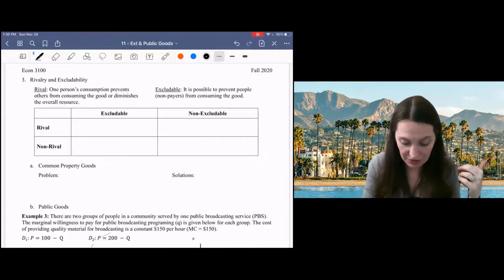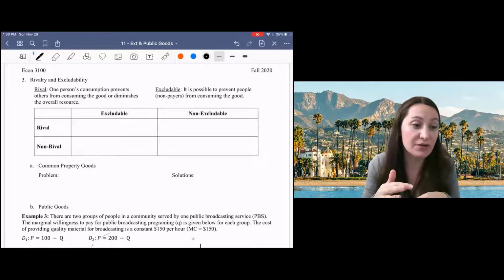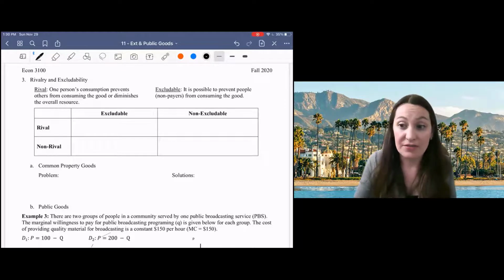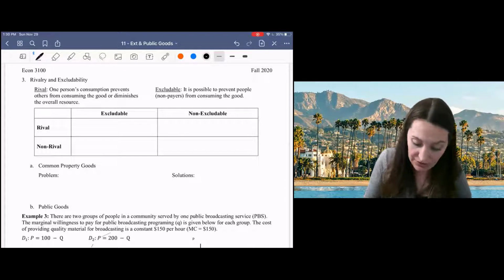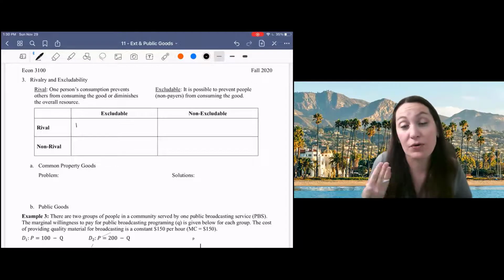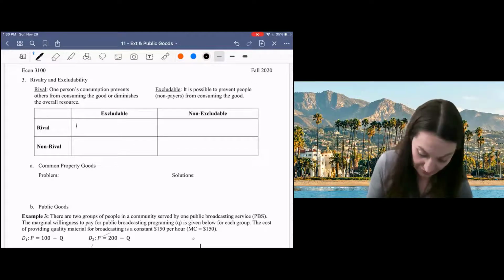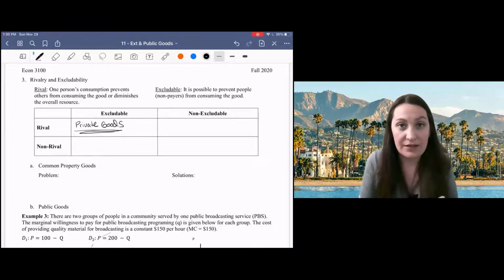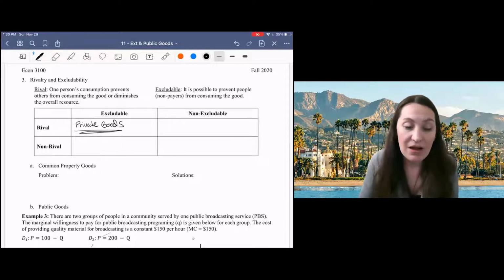So for each box in this table, each combination of these two characteristics, we'll think about a different type of market. Excludable rival goods, which is what we're assuming when we talk about perfectly competitive markets, are called private goods. And there's no problem with market failure here. If the good is rival and excludable, then markets will function to get us to the socially optimal outcome. However, in these other situations, we have market failure.